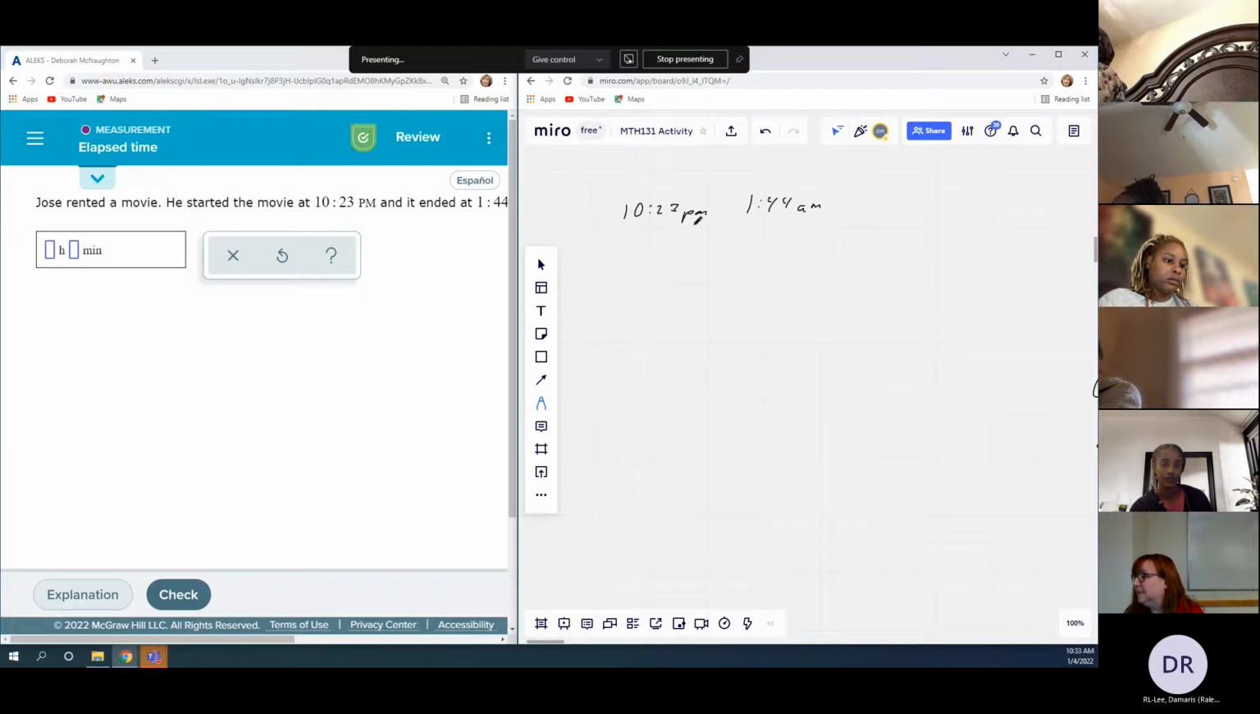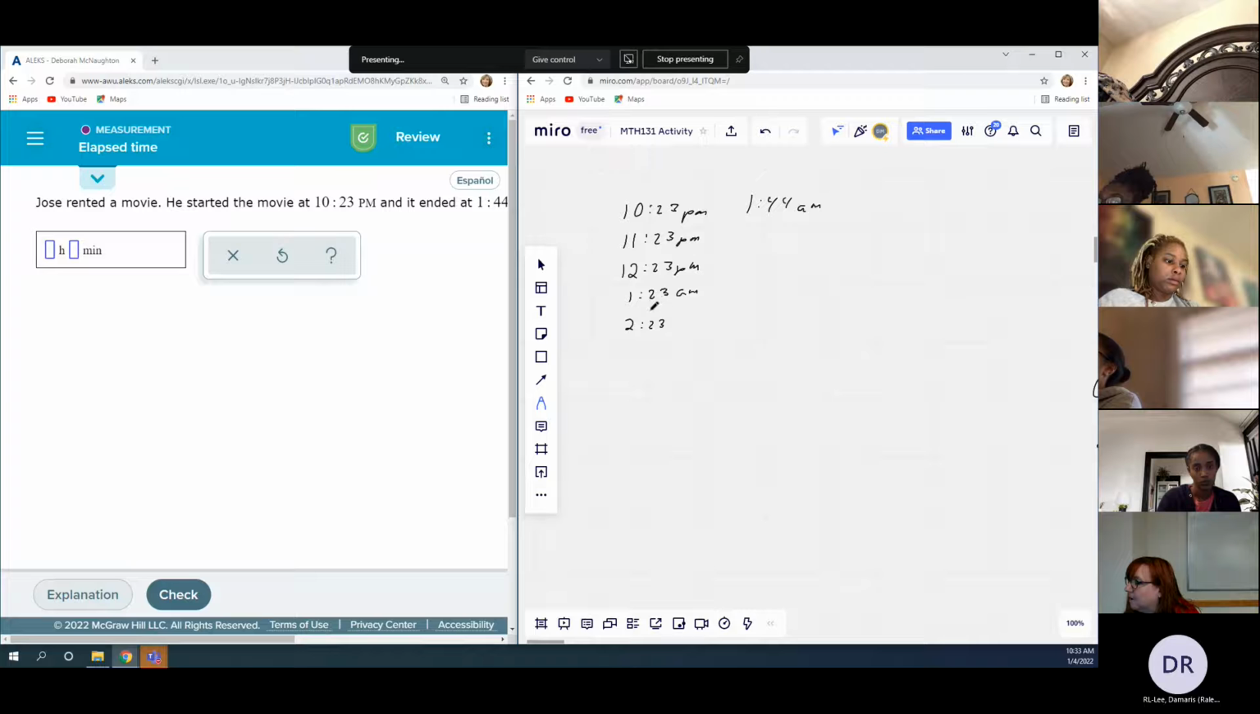So I think it's easier to just add the hours on. 1 hour is 11:23 p.m. Okay, when we add another hour, that's going to be 12:23. And when I add another hour, it's going to be 1:23 a.m.